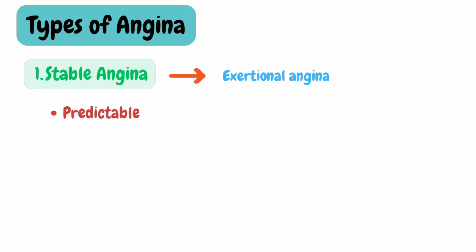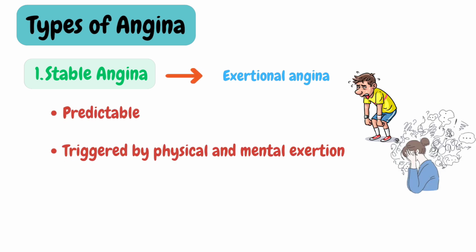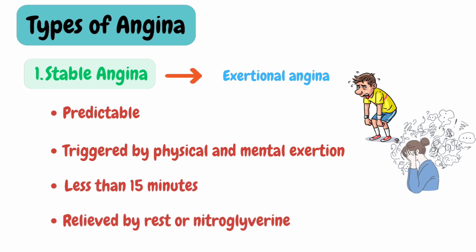First is stable angina, also called exertional angina. It is predictable as it is triggered by physical or mental exhaustion. Chest pain occurs for less than 15 minutes and is relieved by rest or nitroglycerin.